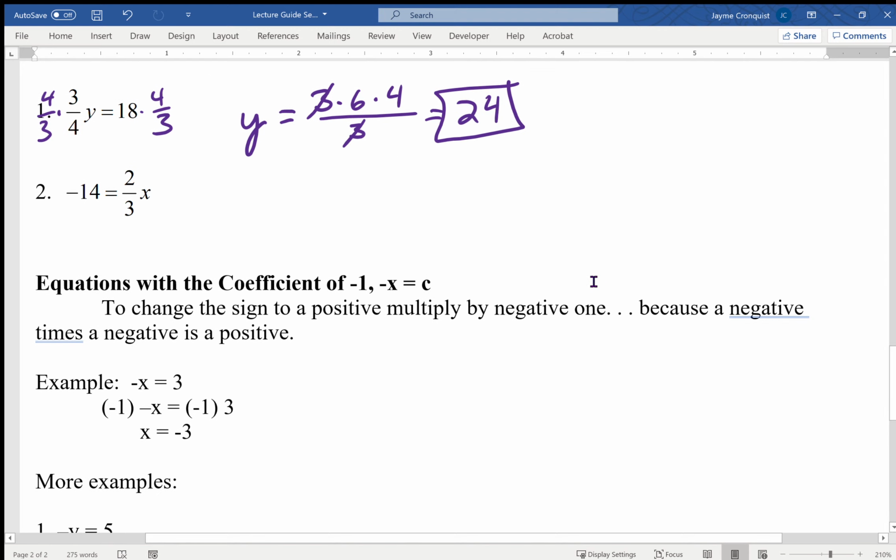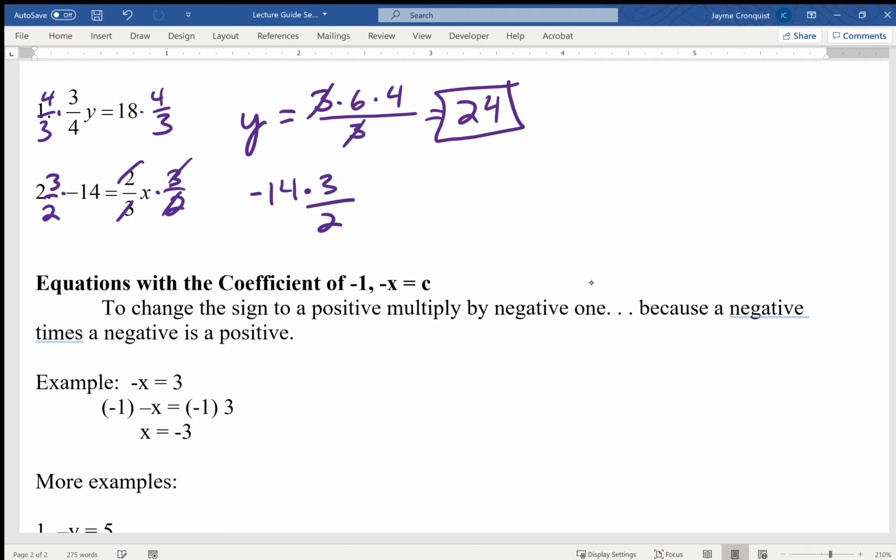Okay, number 2. Multiply it by the reciprocal, 3 over 2. 3's cross out, 2's cross out. Now I have negative 14 times 3 over 2 equals x. Well, 14 is 7 times 2. So I can cross out the 2 in there and be left with a 7. So I have negative 7 times 3 is negative 21. So that's my x.